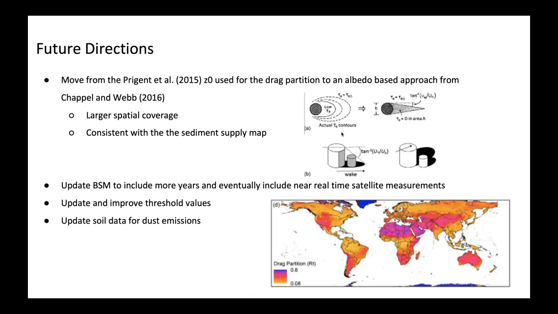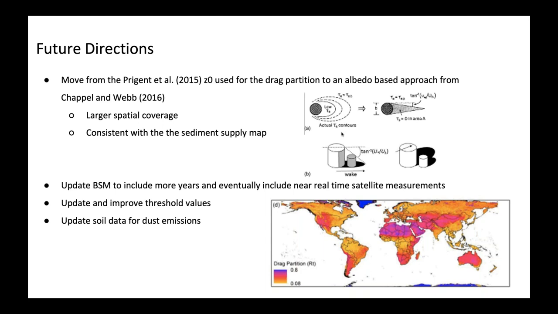And so I wanted to talk a little bit about where the dust scheme is going to go in the future. And one thing that we want to do is move on from a traditional Z-naught approach for the drag partition to something that's more dynamic, in this case an albedo-based approach that was published in Chappell and Webb in 2016. And the idea is that instead of the traditional Z-naught, you can essentially use light propagation to describe the roughness elements of the surface. And so on the right, you can kind of see that view.